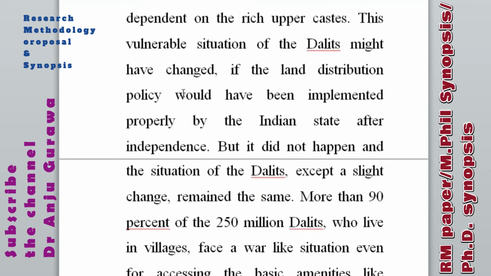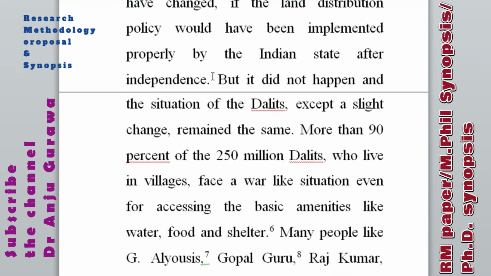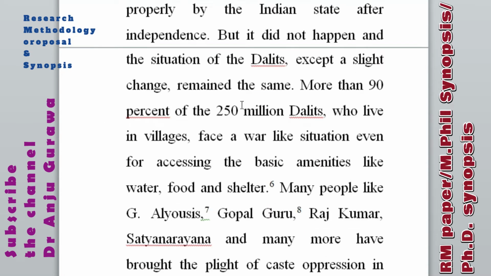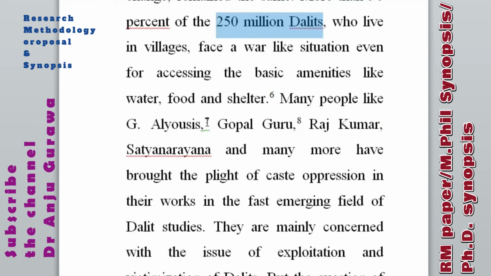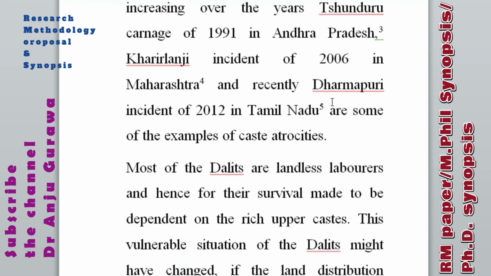And okay, अब यहाँ पे आप देख लेते हैं, ठीक है. हाँ, so most of the Dalits are landless laborers and hence, for their survival, are made to depend on the rich upper caste. This vulnerable situation of the Dalits might have changed if the land distribution policy had been implemented properly by the Indian state after independence, but it did not happen, and the situation of Dalits, except for a slight change, remained the same. More than 90% of the 250 million Dalits who live in villages face a war-like situation even for accessing basic amenities like water, food and shelter.